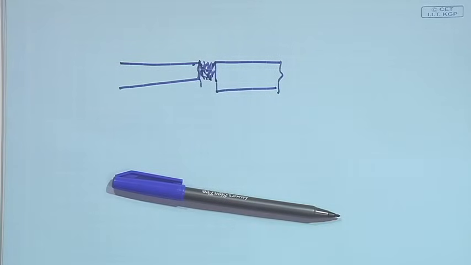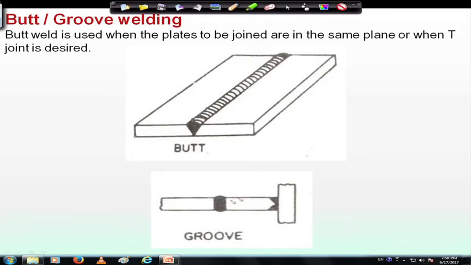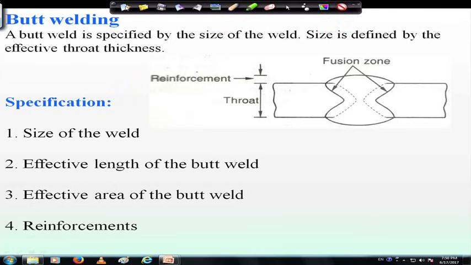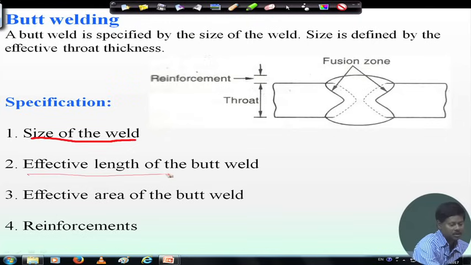Also, when a T joint is desired, we can use this butt weld as well. Now, in case of butt weld, we have certain specifications. We need to know the size of the weld, how the size of the weld will be calculated, then the effective length of the weld, the effective area of the butt weld, and reinforcement.